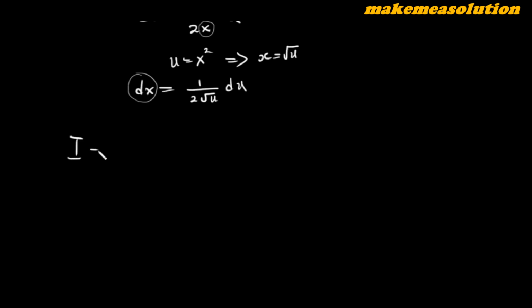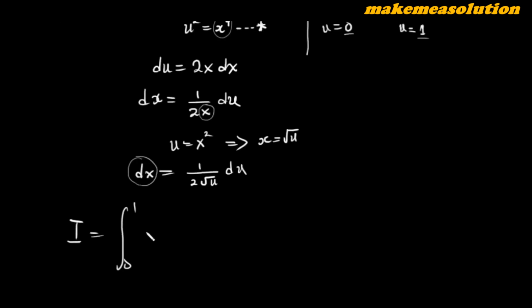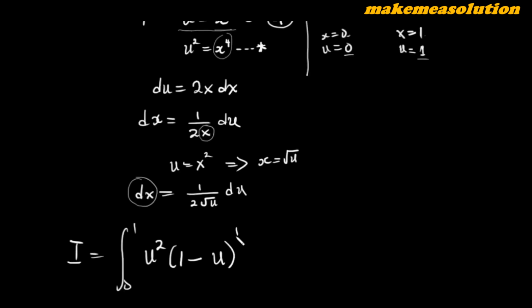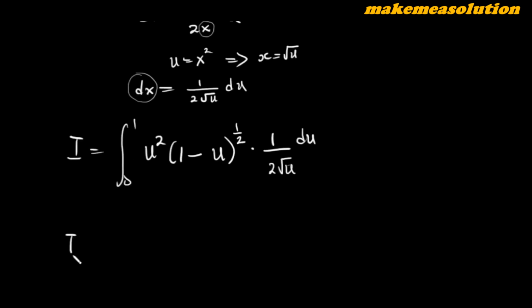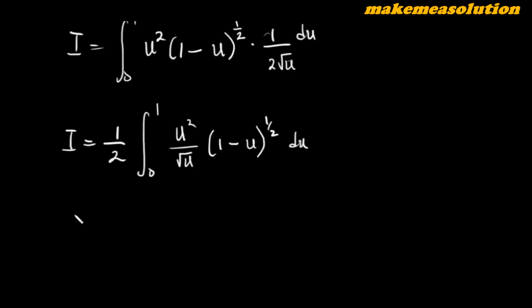So you will have your I to be the integral from 0 to 1. The first term of the integral is x to the power of 4, which corresponds to u squared. Then 1 minus u in the bracket. Remember, 1 minus what? x squared being u, then raised to the power of 1 over 2. Then dx is 1 all over 2 root u. Is that okay? So if we bring out the constants, I can see 1 over 2. I'll bring it out. Then I have the integral from 0 to 1 of u squared all over root u, and I have 1 minus u raised to the power of 1 over 2 du. Okay, so we have I to be 1 all over 2, integral from 0 to 1.